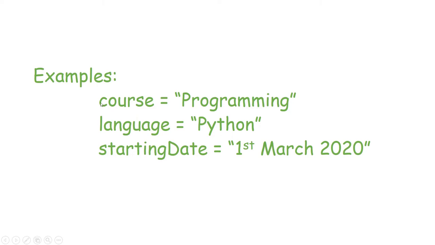Here are the examples. For example, we have a string whose name is course, and what is in the string? There is programming in the string. Another string is language, which has Python, and we have another string, starting date, and it has 1st March 2020, for example. So these are all strings.